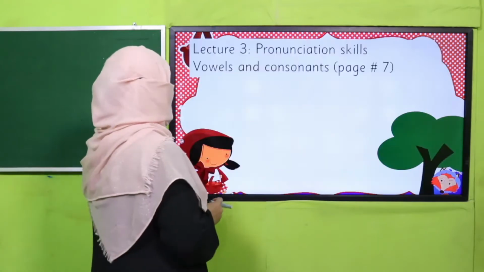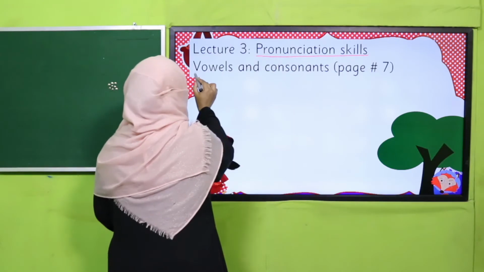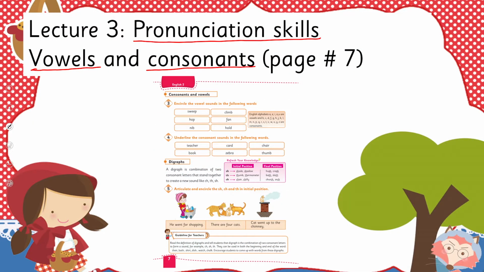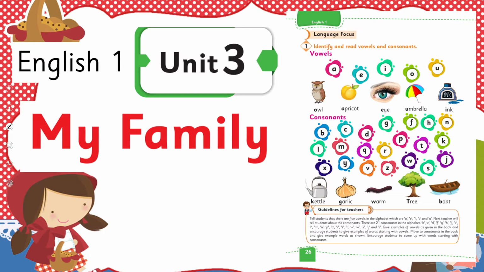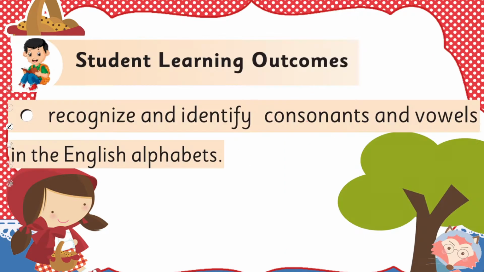Yes, my dear children. Under the title of pronunciation skills, today we learn about vowels and consonants, page number 7 of your book. Before this, in English for grade 1, unit 3, I have already taught you about vowels and consonants. I hope you remember. If not, you may watch this video lecture again. And today we are going to practice further to recognize and identify consonants and vowels in English alphabets. This is our today's SLO.